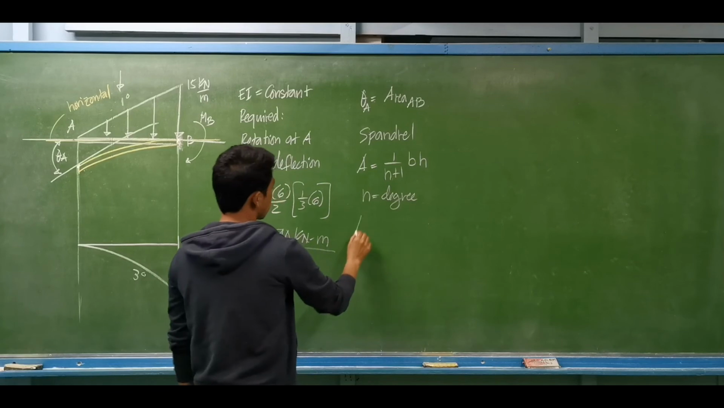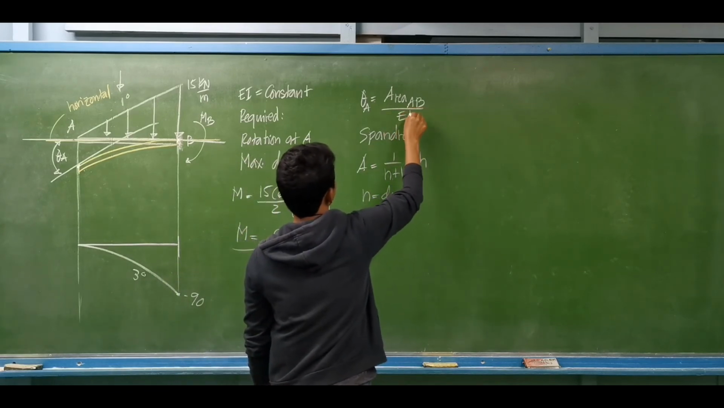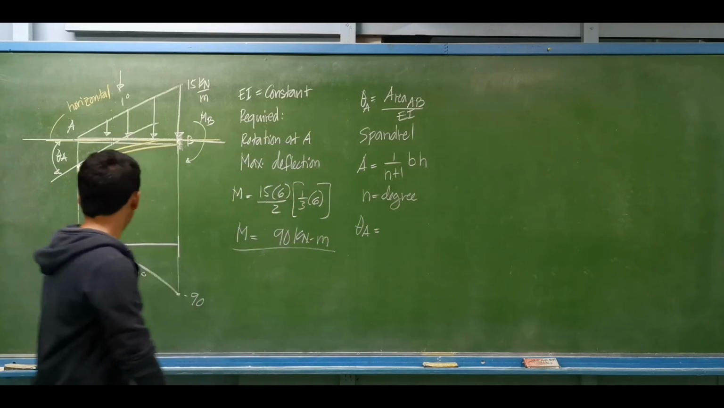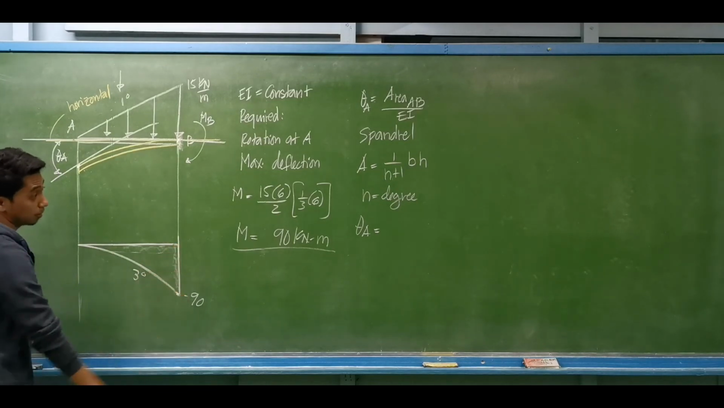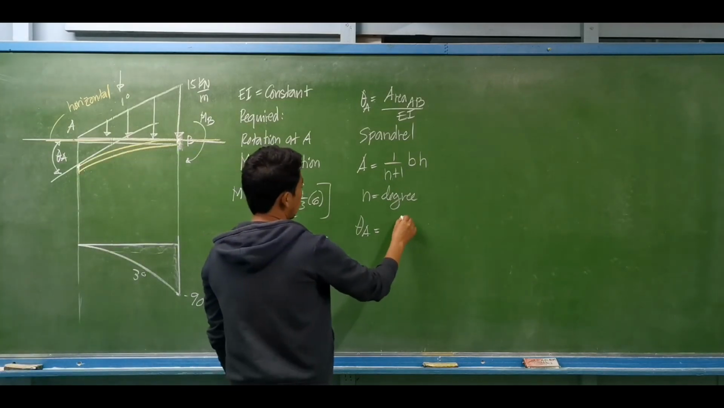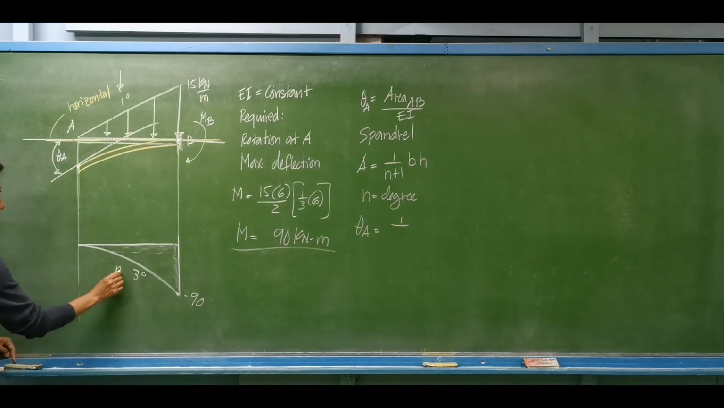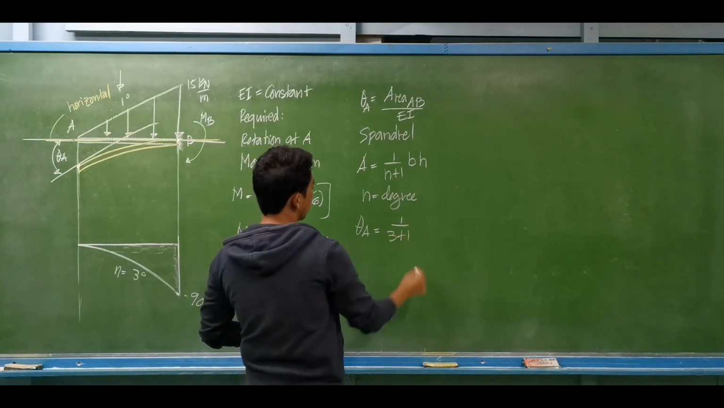So let us compute. This is the rotation at A, supposedly divided by EI. I just forgot. The rotation at A will be equal to the area of the moment diagram from point B to point A. That is 1 over what? What is the degree of the curve? We have the degree of the curve equal to third degree, so this is equal to 3 plus 1.